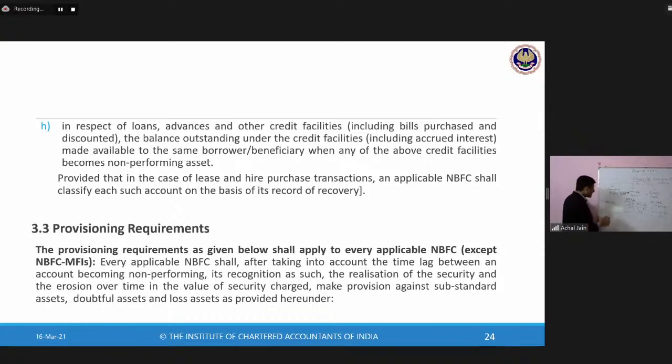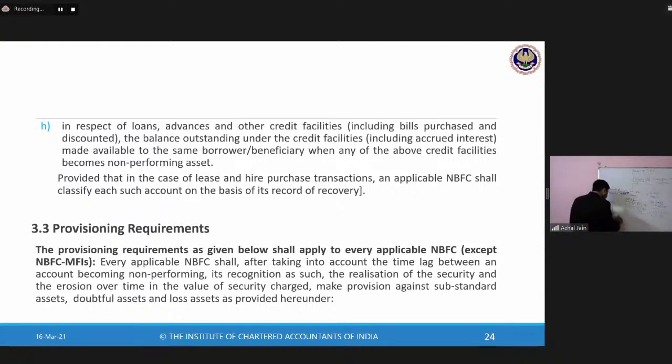NBFC has given a term loan to this customer. Okay. NBFC has also given, let's suppose, a demand loan to this customer. And let's suppose NBFC has also given a lease rental or hire purchase installment arrangement, which is also going on. So 3 types of facilities have been advanced by the NBFC to this customer. Fine.